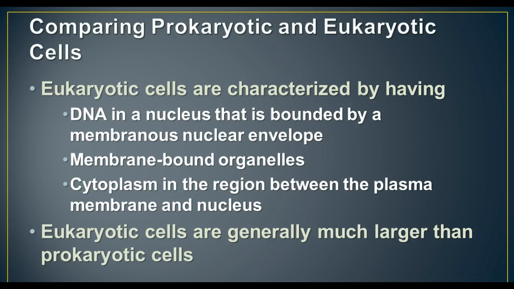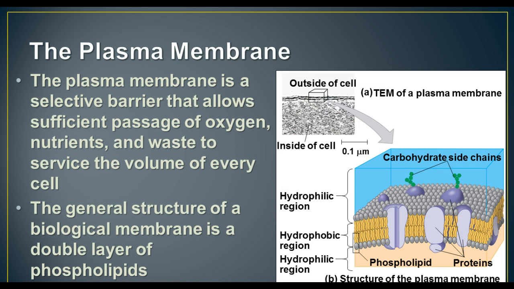Generally speaking, eukaryotic cells are much larger than prokaryotic cells. There are some very small eukaryotic cells and some very large ones, as well as very small and very large bacterial cells. But generally speaking, the eukaryotic cells are a great deal larger, on the order of 100 to 1,000 times larger than prokaryotic cells.